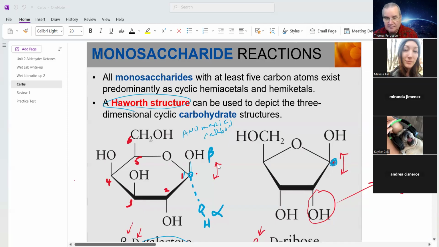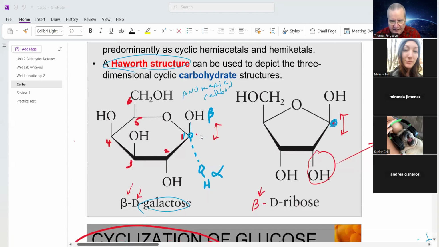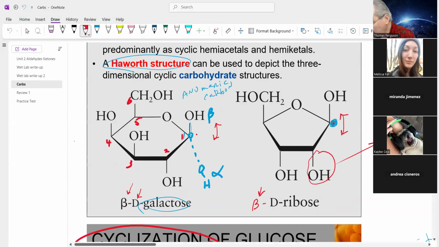Monosaccharides and disaccharides exist predominantly as a cyclic hemiacetal and hemiketal. The first thing you need to do when you're looking at one of these is find the anomeric carbon. That would be right here where the OCO is. So this is the anomeric carbon, and that's the one that can open up to an aldehyde.